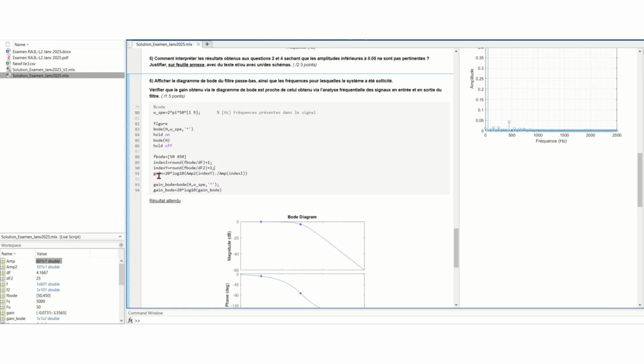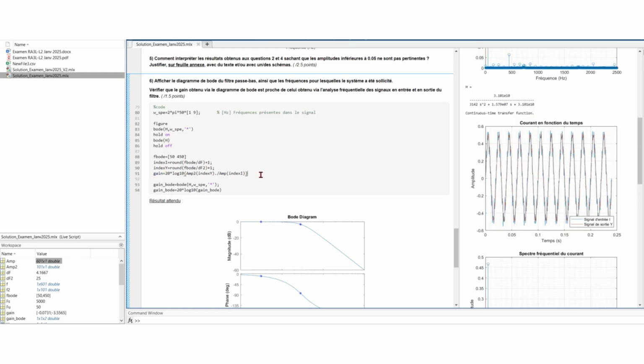Et donc ensuite comparer les valeurs qu'on obtient ici avec celles récupérées depuis le diagramme de Bode, en travaillant avec la commande Bode égale à quelque chose. Donc on vient stocker le résultat ici dans gain Bode. Et ici, on n'oublie pas de multiplier par 20 fois le logarithme en base 10 du résultat, parce que Bode affiche le résultat en décibels pour le gain.